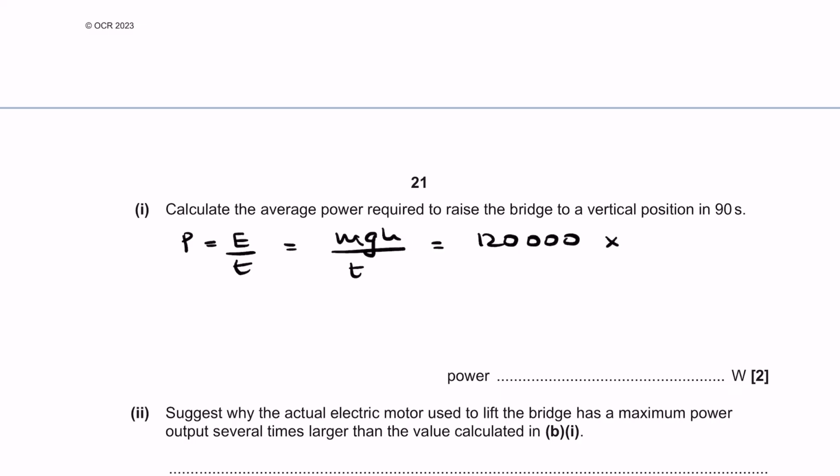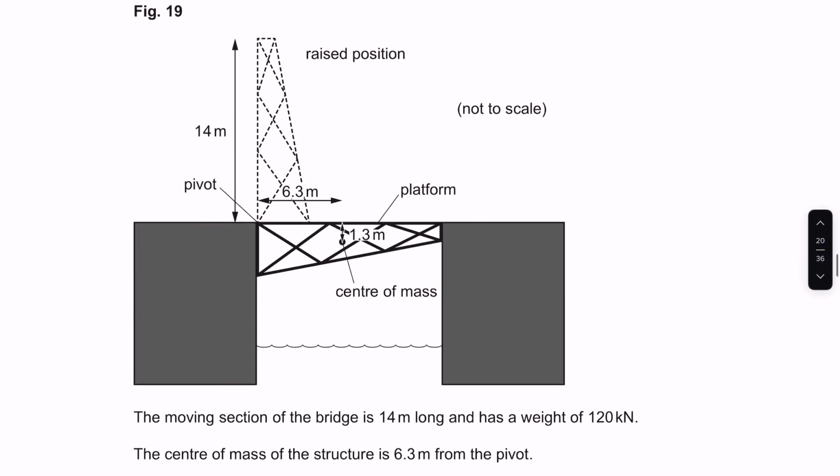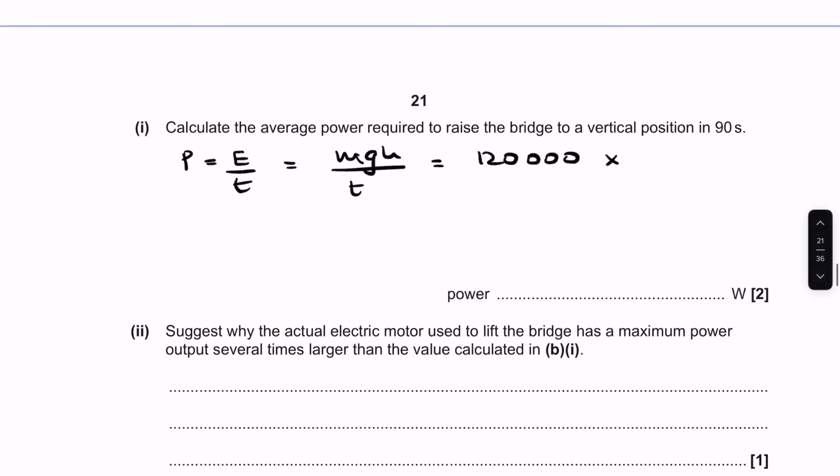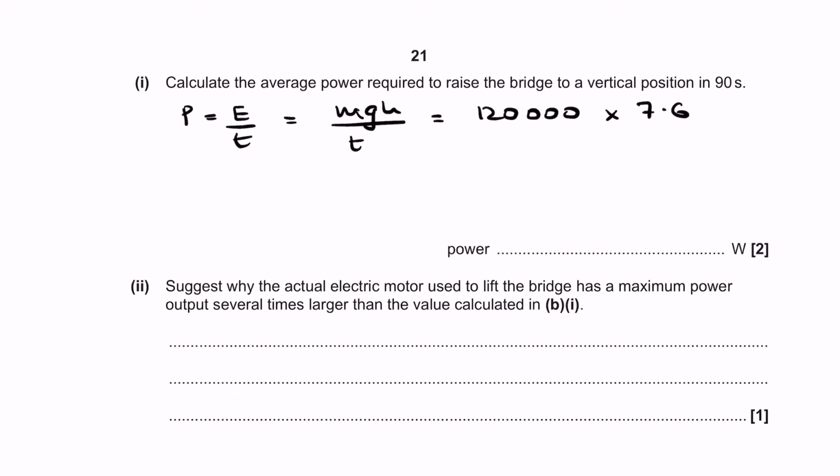Now, it is going to be lifted at the center of mass. It's basically 6.3 meters from the pivot, and it will be lifted by another 1.3 meters. So it will be a total of 7.6 meters in height. So that divided by the time, which is 90 seconds, turns out to be 101,000 watts of power.